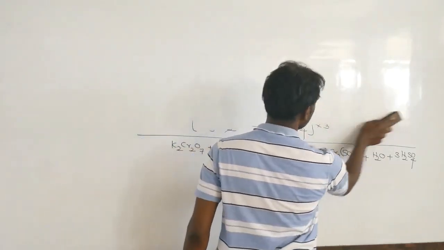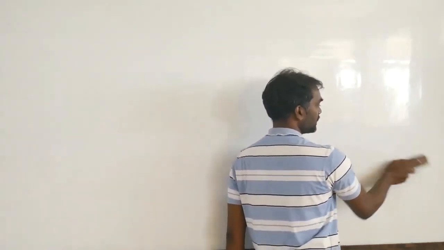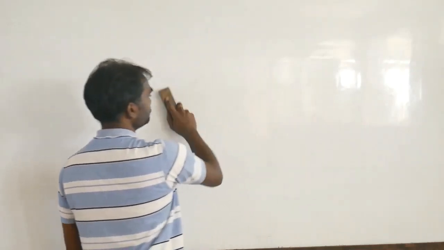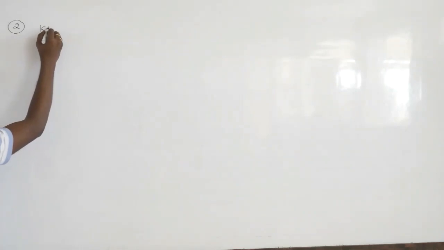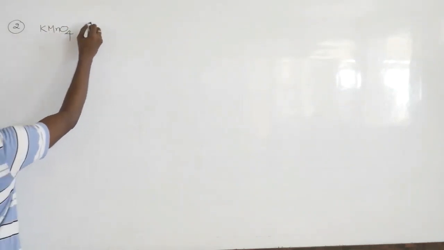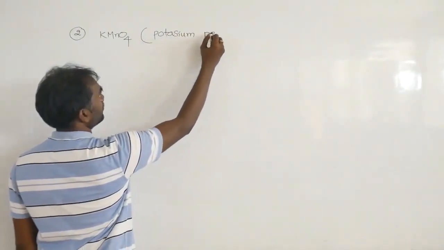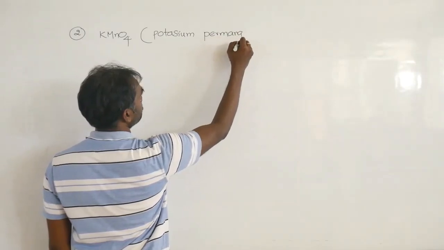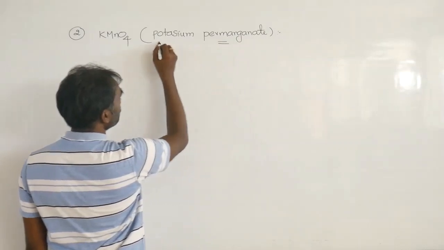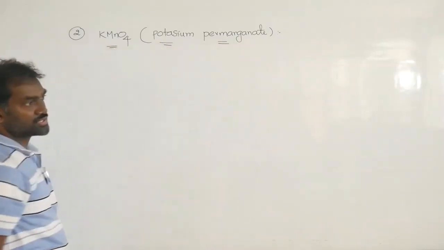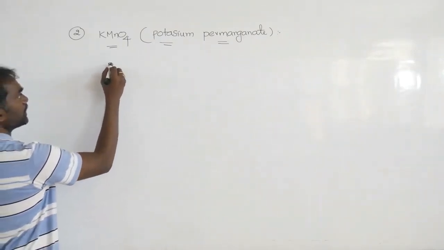So in d-block elements we have two important compounds. One is K2Cr2O7, another one is KMnO4. So the second important compound is KMnO4, potassium permanganate. So here, preparation, structure, chemical properties, common things. So here, preparations.